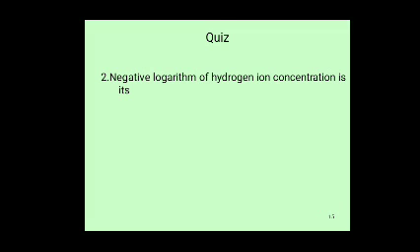Neutral solution. The negative logarithm of hydrogen ion concentration is called pH, pOH, pKa, pKb. The negative logarithm of hydrogen ion concentration is called pH. Answer A.